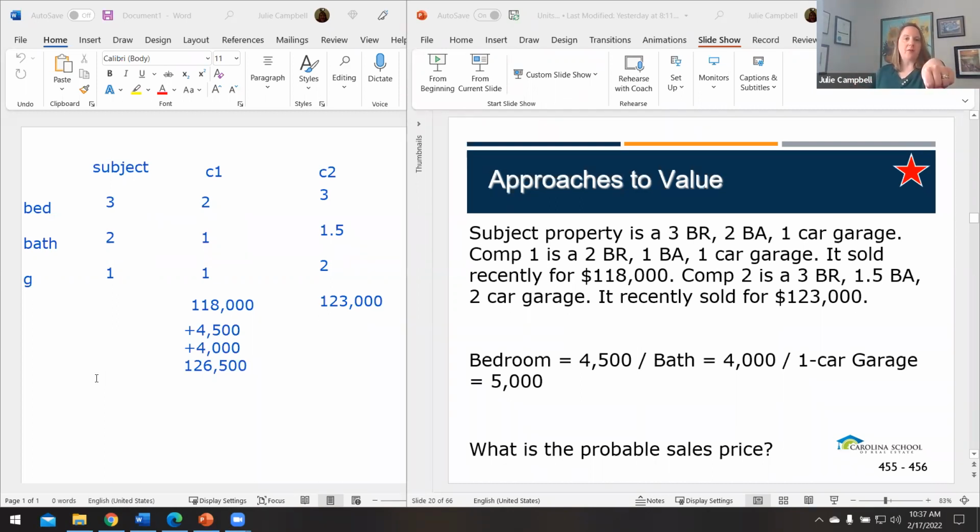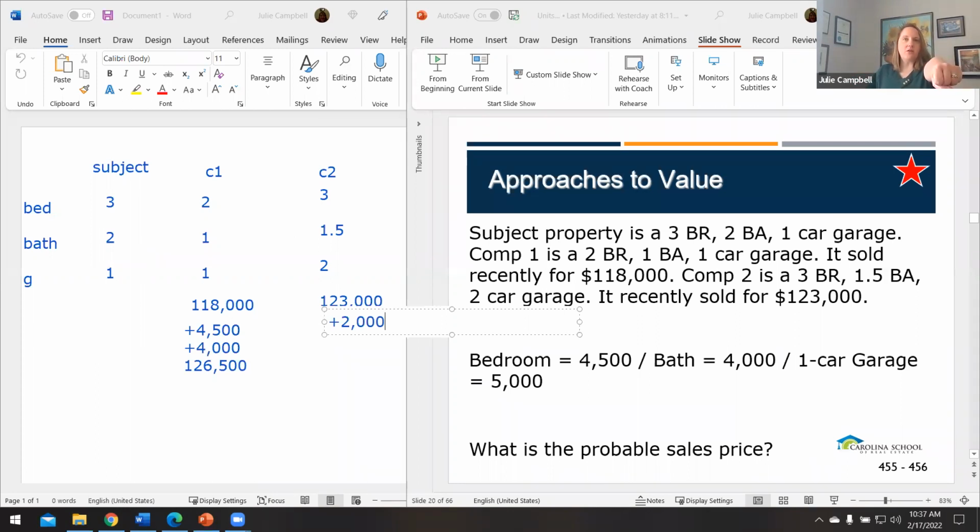My subject has two bathrooms. My comp has one and a half. So what do I need to do to make my comp match my subject? I need to add the value of a half bathroom. And again, we're not splitting hairs because we're not in appraiser school. So if a full bath goes for $4,000, then it stands to reason that a half bath is going to go for $2,000.